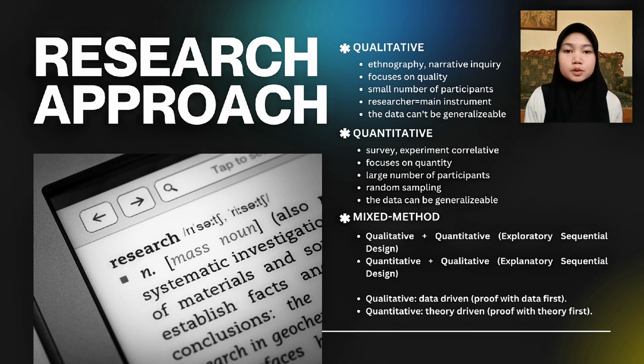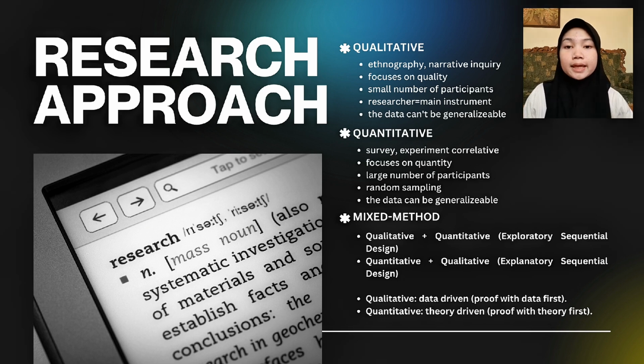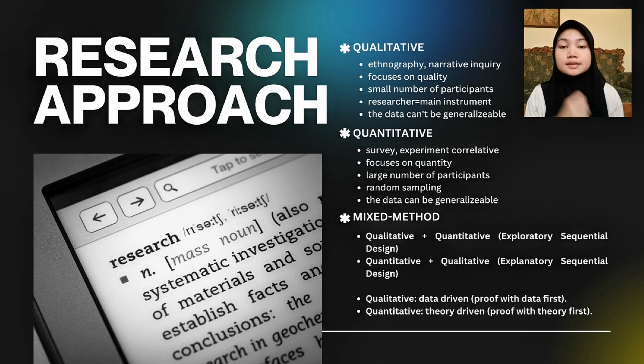In a qualitative approach, the researcher is commonly considered as the main instrument, and the data of qualitative research cannot be generalized. Okay, the next approach is quantitative, like survey and experiment, correlative. The researchers focus on the quantity of research and they have a large number of participants, with no minimum number of participants, but the instruments must be valid and reliable.